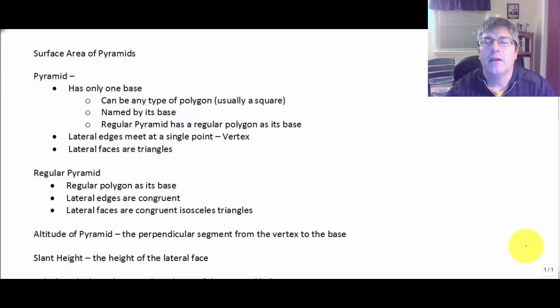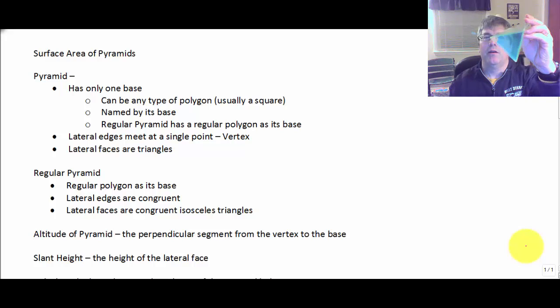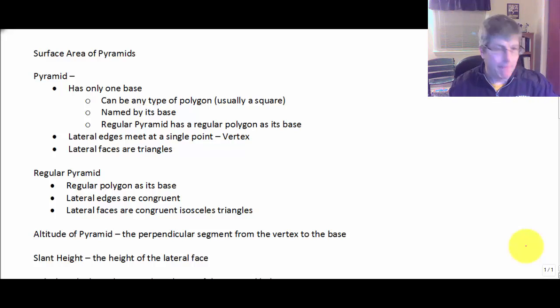Welcome back. In this video, I'm going to extend upon our study of three-dimensional figures from prisms to pyramids. Here's a few examples of different kinds of pyramids. Here's a pyramid with a square base. I have a pyramid with an octagonal base and a pyramid with a triangular base.